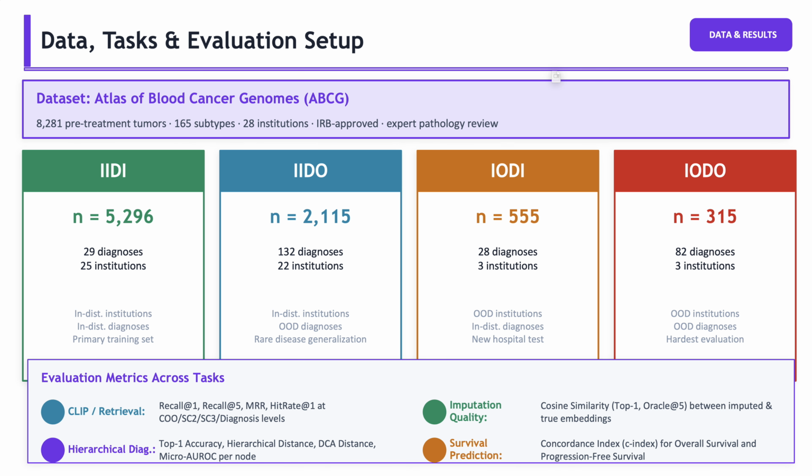The dataset is ABCG, 8,281 tumors, 165 subtypes, 28 institutions, all with expert panel review diagnosis. That's genuinely the largest multi-omic blood cancer cohort to date. They split this into 4 evaluation cohorts based on 2 axes: institution identity and diagnosis identity. IIDI is in distribution on both, your standard test set. IIDO tests generalization to rare disease. IODI tests generalization to new hospitals. IODO is the beast, new hospitals and rare diagnosis simultaneously. That's the hardest possible real-world setting, and they report results on all 4.